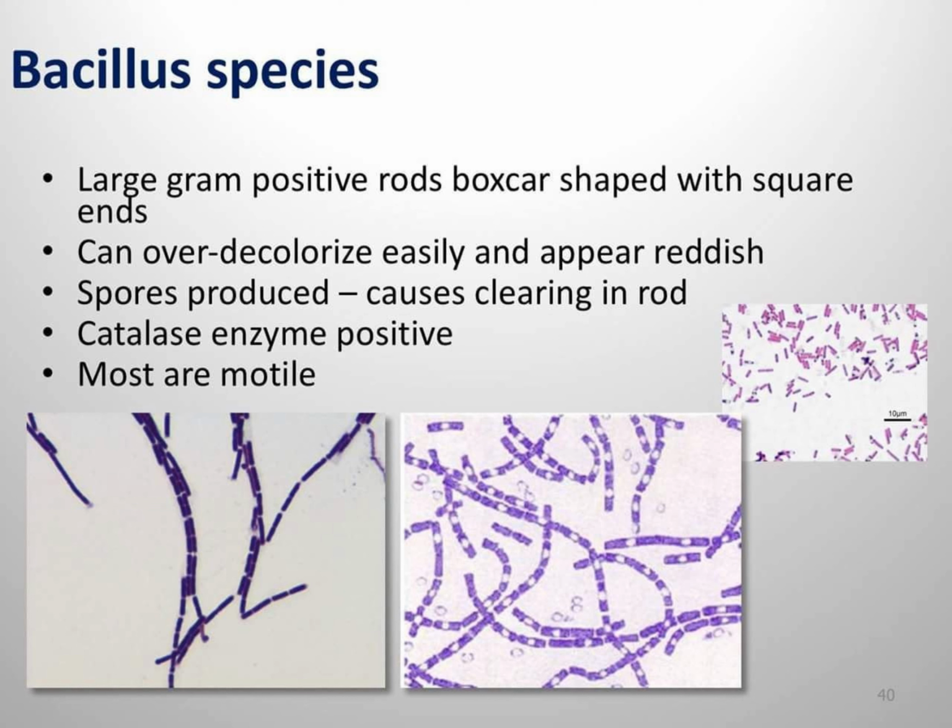Bacillus. These are aerobic, spore-forming bacteria that are commonly found in soil and water. Some species of Bacillus, such as B. anthracis, can cause serious infections in humans.